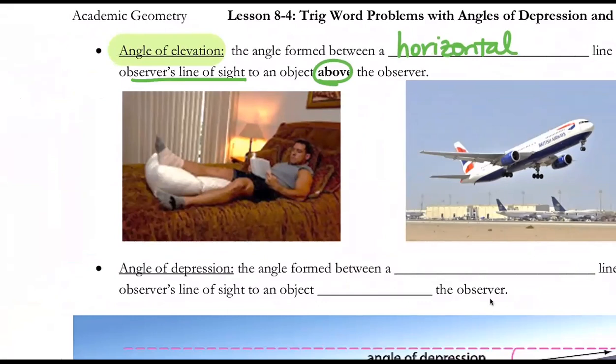So if you were to look at this guy who's sitting on his bed here, he is doing what? Well, if you injure your foot, your ankle, your doctor might tell you to elevate your leg. So that's called an angle of elevation. So from the horizontal raised up is called the angle of elevation.